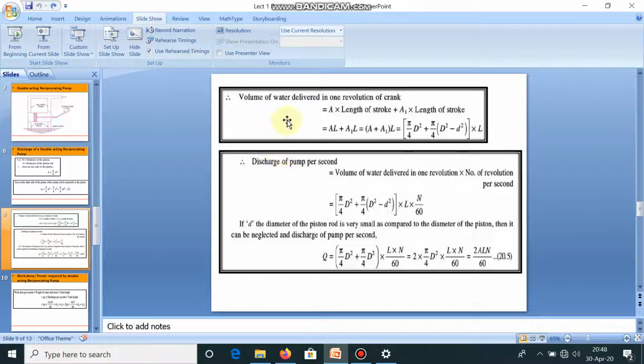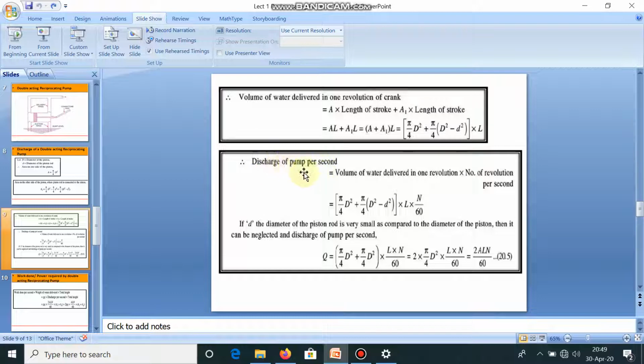Now the volume of water delivered in one revolution of the crank. Here the volume at the left side and the volume of liquid towards the right side is different. Towards the left side, A is the area multiplied by stroke length L, plus A1 is the area towards the right multiplied by stroke length. So L is common, can be taken outside, and the formula becomes A plus A1 into L. We know the value of A and A1. Let's put them here and we will be getting the expression of volume of water delivered.